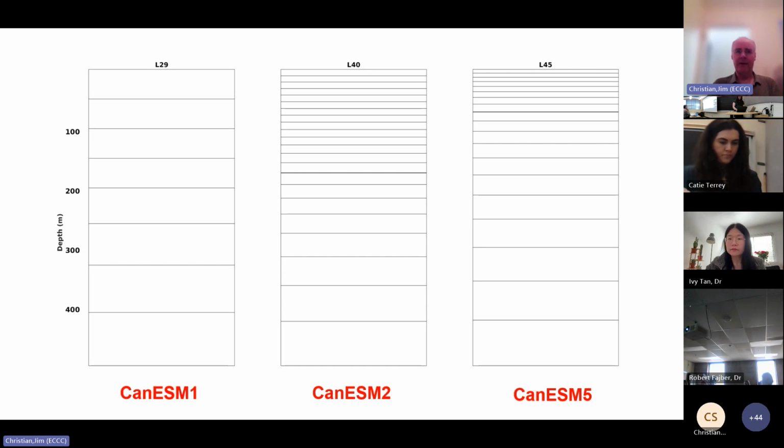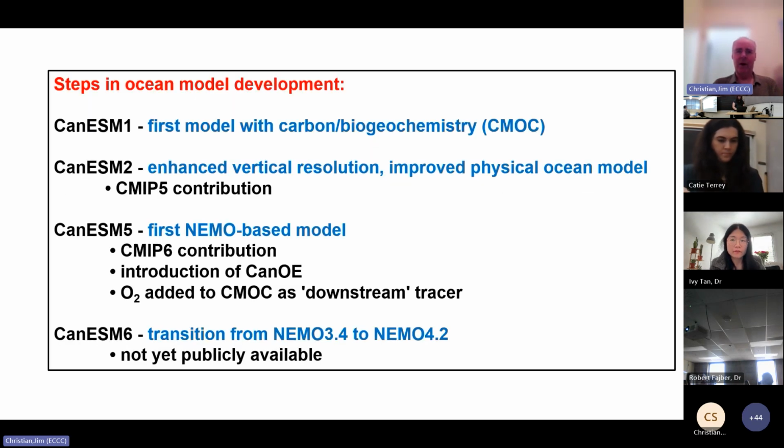But CanESM 5 was our first NEMO-based model. And this was our CMIP 6 contribution. And it also involved the introduction of a new biogeochemistry model, which we call CANOE, for Canadian Ocean Ecosystem Model. So in CMIP 6, we have two Earth system models, CanESM 5, which is CMOC, and CanESM 5 CANOE, which has the same physical climate, but different ocean biogeochemistry. And we also added oxygen to CMOC as a downstream tracer, right?